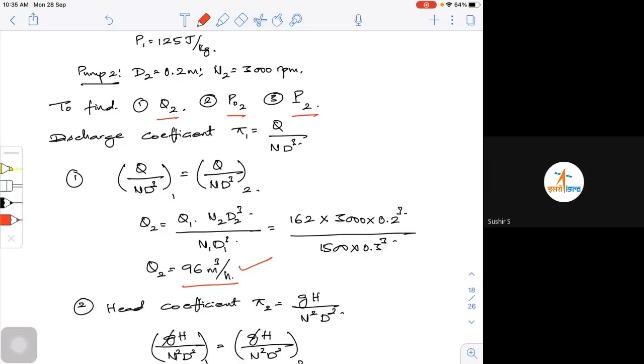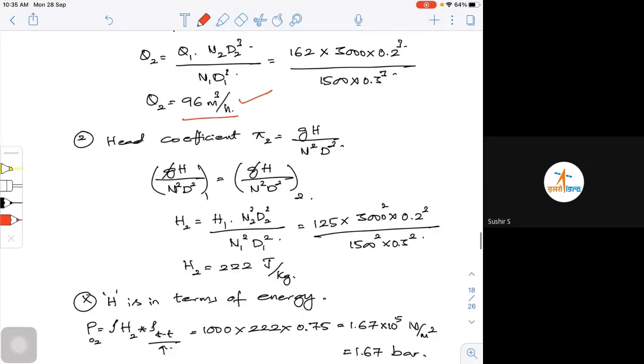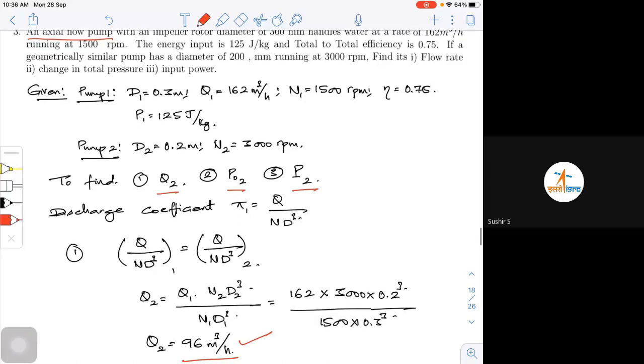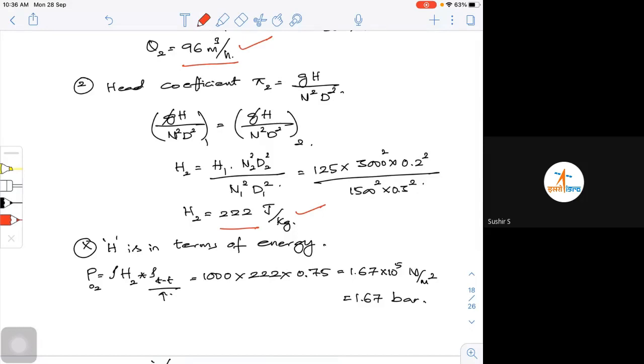Now, what is my head coefficient? It is gH by N square D square. I substitute and get my head. Look at this head. Head is in joules per kg. You have to be very critical, because already we have seen head in meters. Here head is in terms of energy. So whenever I have it in terms of energy, I have to multiply it by its density to get the corresponding pressure head.